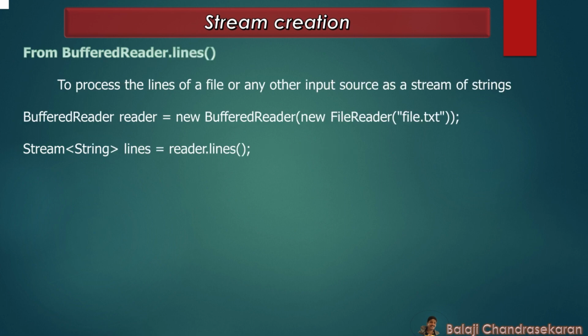You can create a stream of lines from a BufferedReader using the lines method. This method returns a stream of strings where each string represents a line of text read from the input source. It is important to handle the potential I/O exceptions that may occur when working with file I/O operations, which is why we need to use a try-with-resources statement to ensure that the BufferedReader is closed properly after use. This approach is commonly used when you need to process the lines of a file or any other input source as a stream of strings in Java.